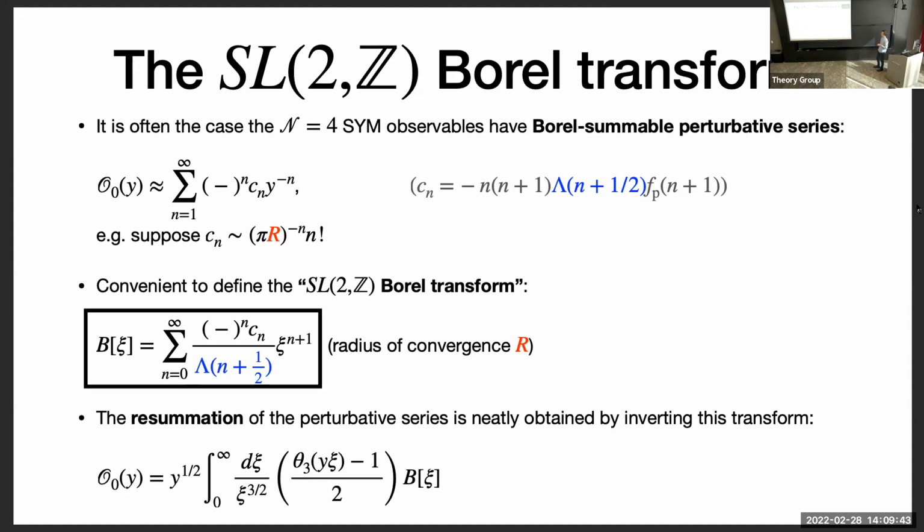So you can define a modified version of the Borel transform that knows about the structure of SL(2,Z) invariant perturbation theory. We call this the SL(2,Z) Borel transform, where you just take the same series but strip off this factor of lambda. If the C's grew this way at large n, then the radius of convergence of this Borel transform is R. And you can pretty neatly obtain the resummation of this perturbative series by inverting this transform using some integral transform for the lambda function. There's some explicit form here.